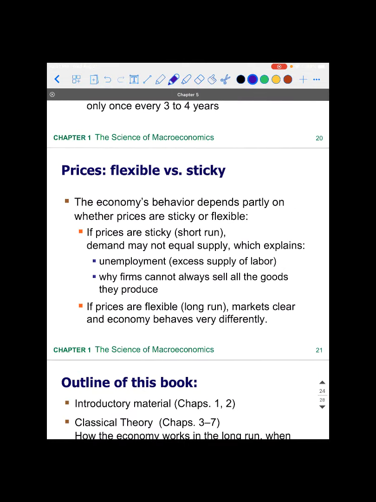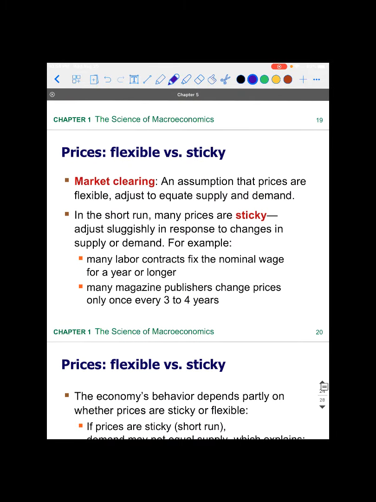So we're talking about sticky versus flexible prices here. When we build this model and decide whether we're going to believe it or not, we ask: what do we see around us? Do we see prices immediately adjusting, in that they're flexible? Or do we see some sluggishness, some slowness of prices changing? Most economists do believe that prices are sticky.